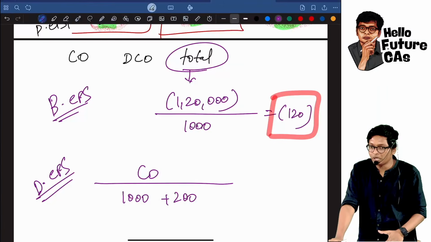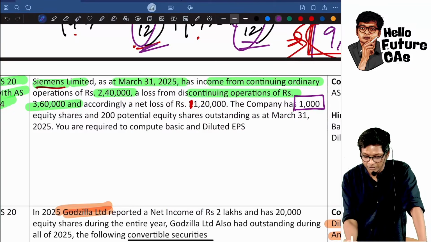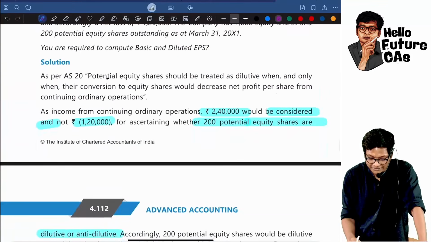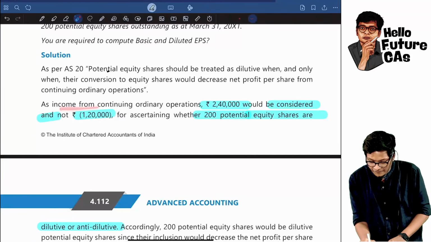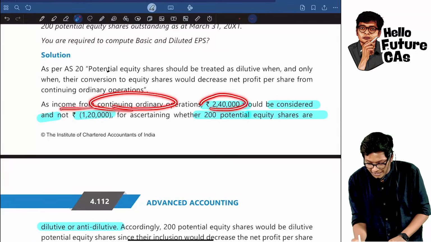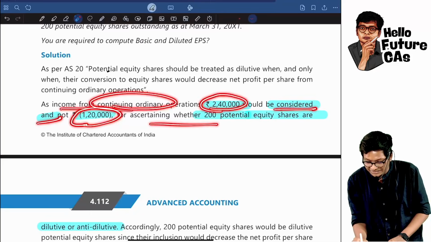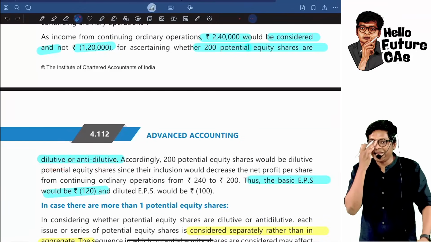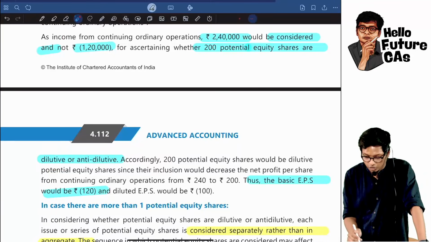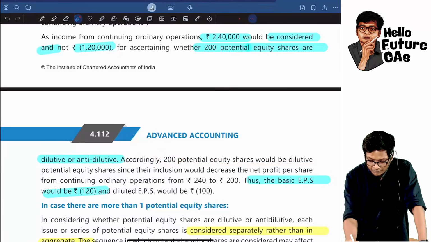I'm going to discontinue DCO. So they are saying, but I don't know if I will discontinue. So look at this beautifully, what it says. Now read this, you will get the logic. Income from continuing operation only, 2 lakh 40, would be considered and not 1 lakh 20, for ascertaining whether 200 potential equity shares are dilutive or anti-dilutive. So accordingly, 200 potential equity shares should be dilutive.